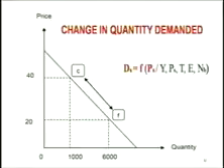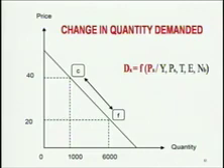Okay, changes in price will change the quantity demanded. When price goes up, quantity demanded goes down. When price goes down, quantity demanded goes up. Correct. This causes movements along the curve. So what is change in quantity demanded, or movements along the curve?